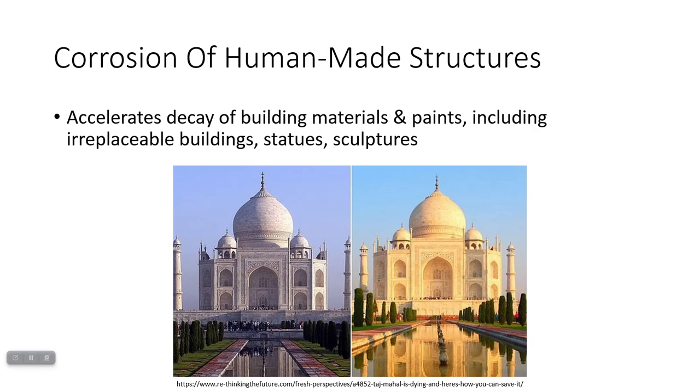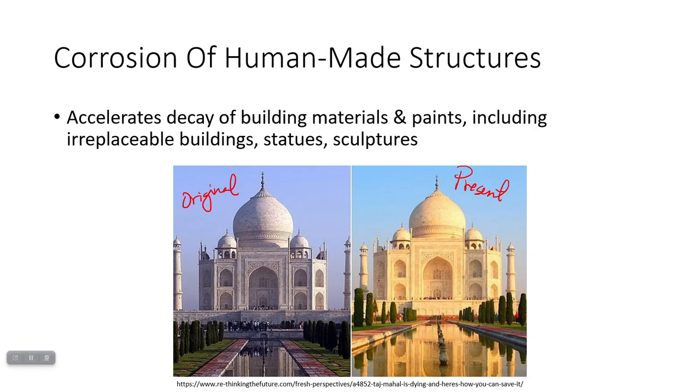This example is from the country my parents are from, the Taj Mahal, which is supposed to be one of the seven wonders of the world. This was how it originally looked. It was a very beautiful, shining white building, and now it's become yellowed. And that is in part due to acid deposition, which is damaging the marble that makes up the Taj Mahal.